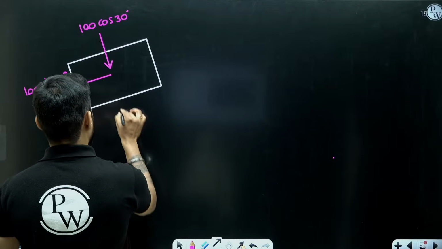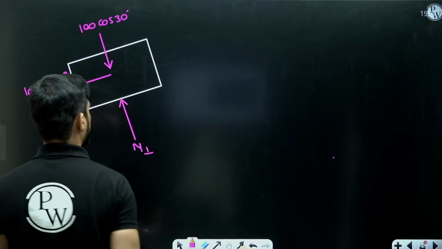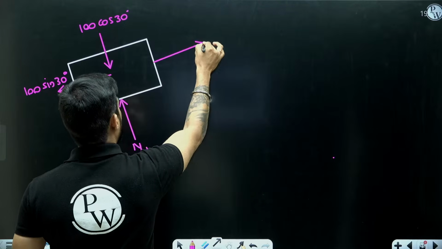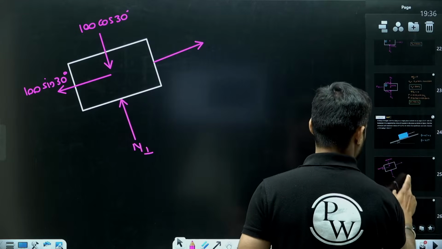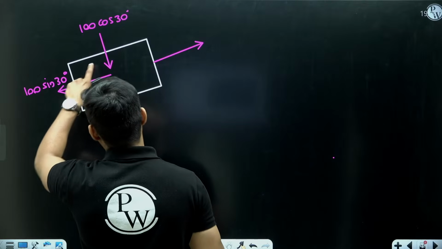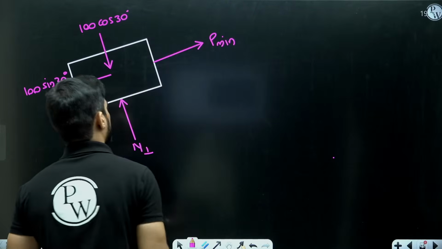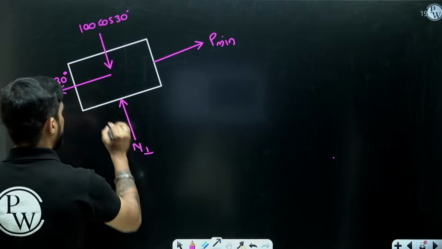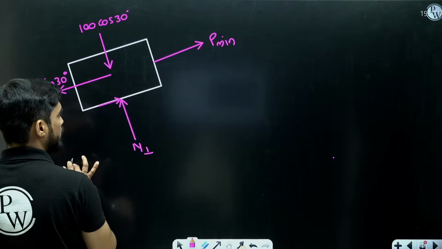Now this is the normal force. Let me call this N1. And we are applying a force P here. Now there will be two cases. In case 1, you are assuming this is just about to fall down. So this will be P minimum. And if it is just about to fall down, your friction force will be upward, na? Because I am assuming it is going down. So friction force is going up.